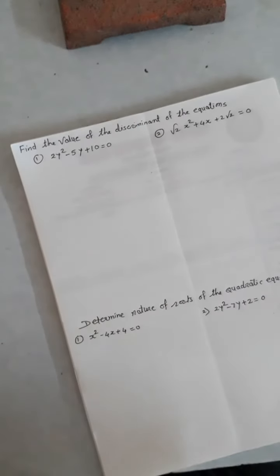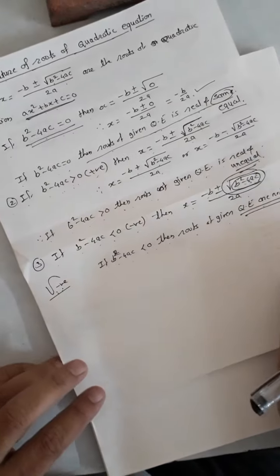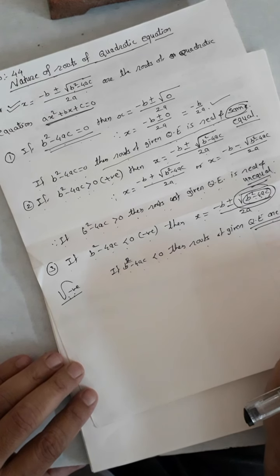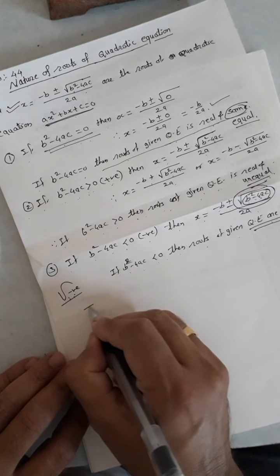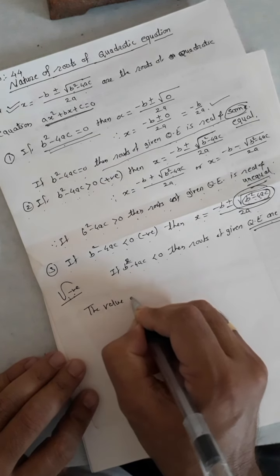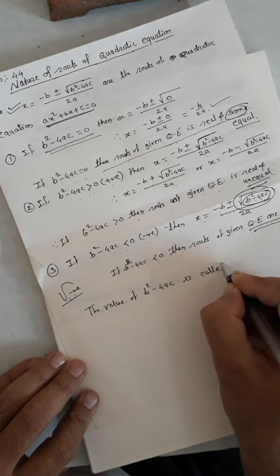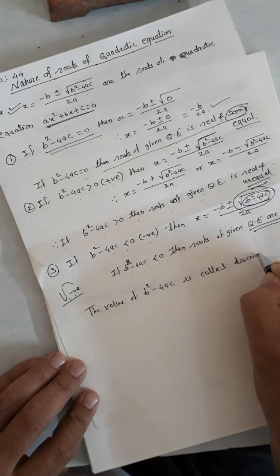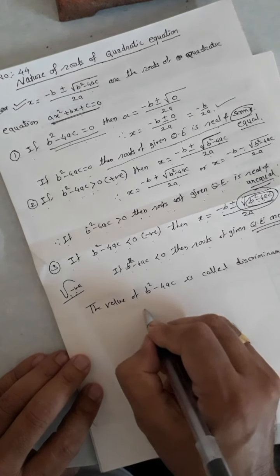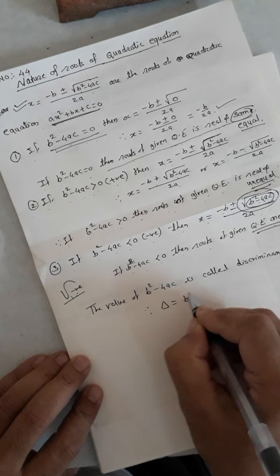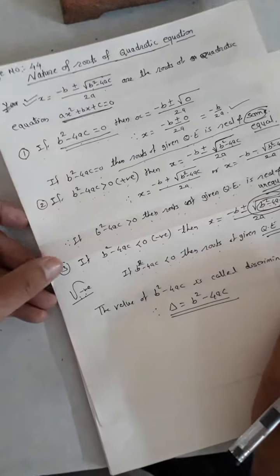Find the value of discriminant of the equation. So what is meant by discriminant? Here the value of b square minus 4ac is called the discriminant, and it is denoted by delta. Therefore we say that delta is equal to b square minus 4ac. This is the value of discriminant.